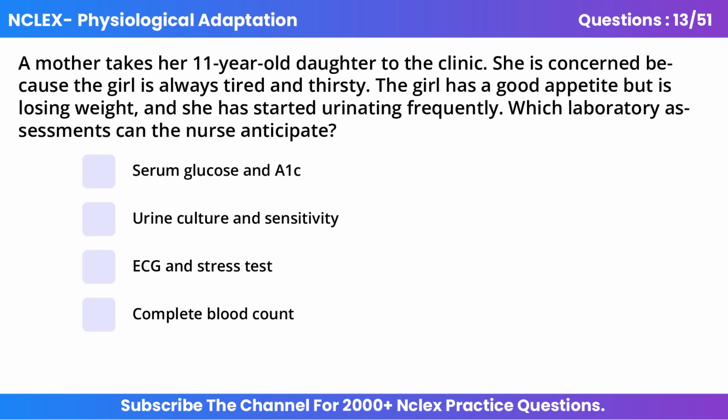Question 13. A mother takes her 11-year-old daughter to the clinic. She is concerned because the girl is always tired and thirsty. The girl has a good appetite but is losing weight, and she has started urinating frequently. Which laboratory assessments can the nurse anticipate?